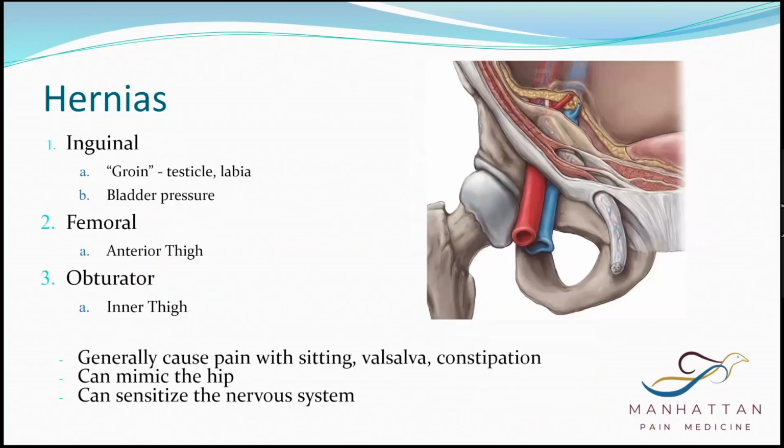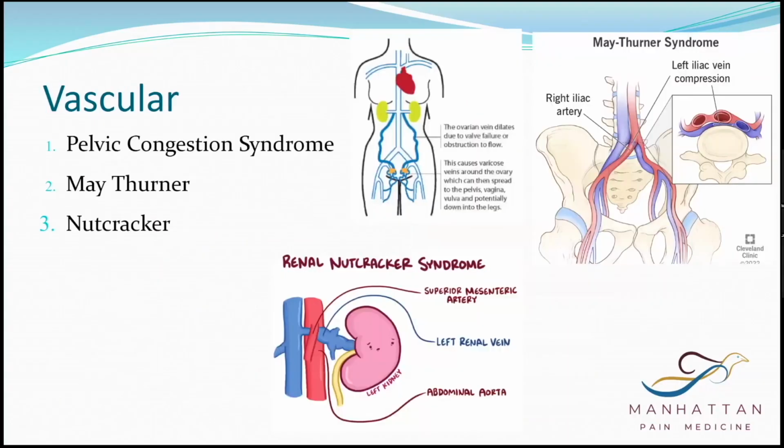All right, hernias. I went through a lot of this already, so I'll breeze through this. But when we think of hernias, generally pain with sitting, Valsalva, constipation, as I said before, it can mimic the hip, and it will frequently sensitize the nervous system. All right, vascular issues, pelvic congestion syndrome. If you haven't read about this, this is one here. It involves the ovarian veins. You get dilation there, you get backflow.